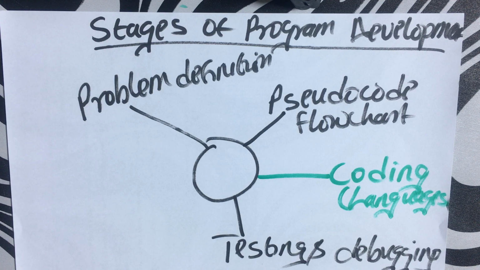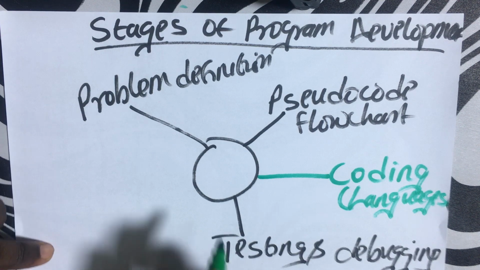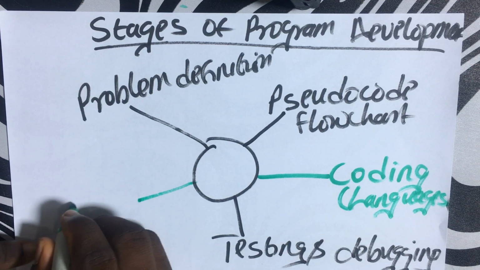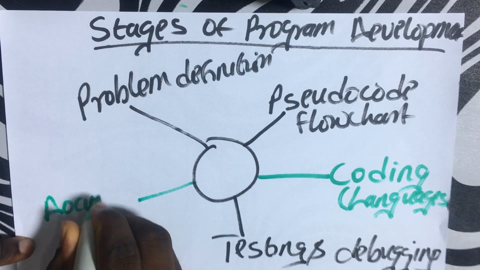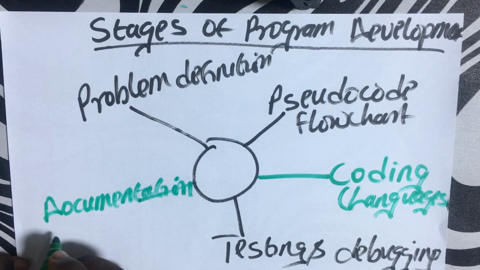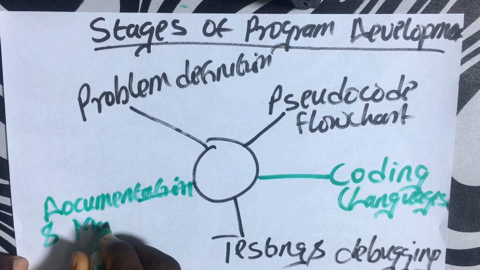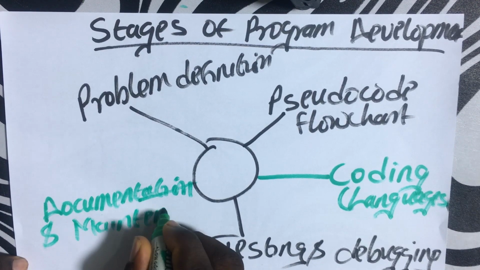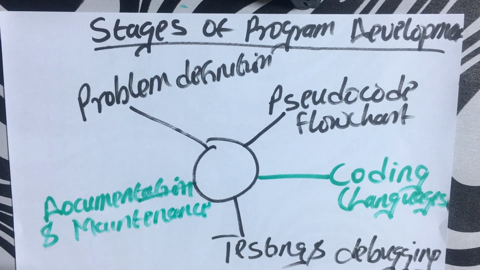And after debugging and making sure that the program is okay, it now goes to the last stage, which deals with the documentation and maintenance. In this particular stage, the program is then compiled and the instructions on how to use the program and everything is compiled. The software is published.